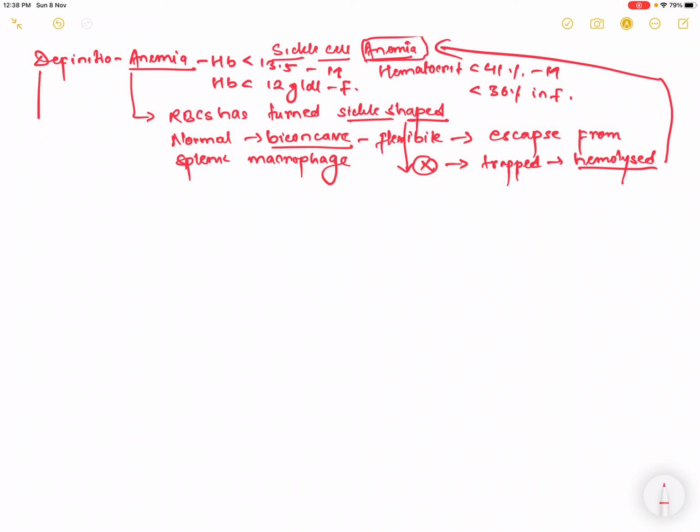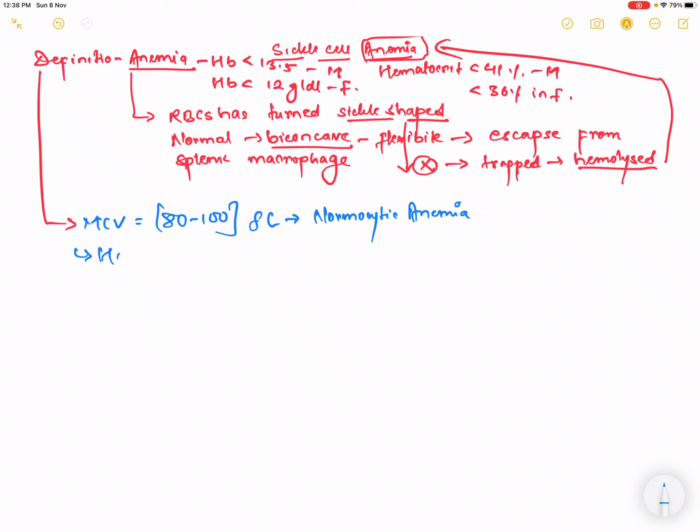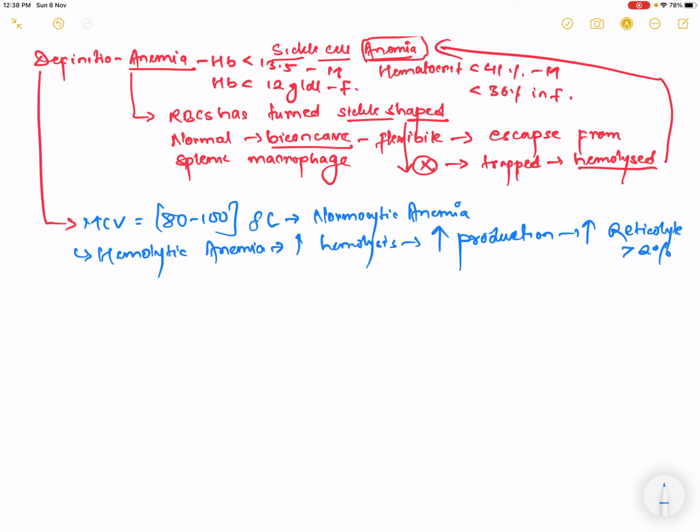So it is basically anemia where the mean corpuscular volume is in the normal range, that is 80 to 100 femtoliter. So we can say that it is a normocytic anemia. Since there is hemolysis, it is a hemolytic anemia. Since there is increased hemolysis, the body tries to increase the production. The body tries to make more RBC. So there is increased reticulocyte count, which is usually greater than 2%.